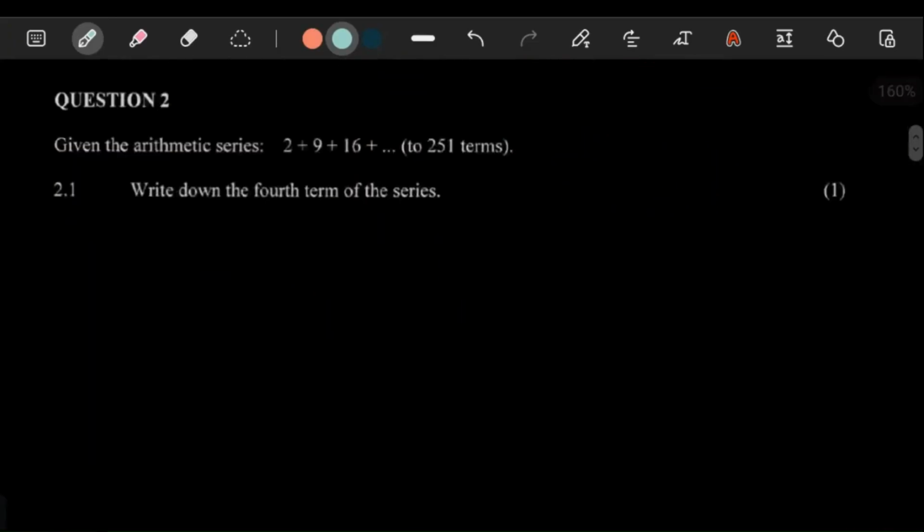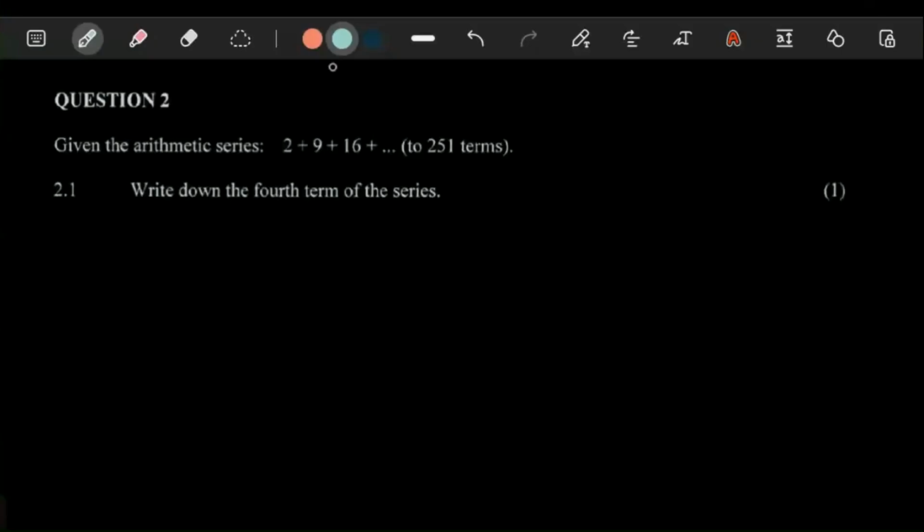Question number 2 says the following. Given the arithmetic series 2, 9, 16 up until 251 terms. So you have 251 terms in this series, not to say that the last term is 251. You just have a total of 251 terms. It then says you have 1 mark on the fourth term in the series.